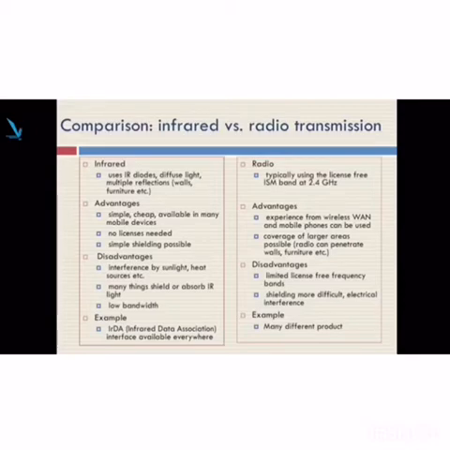The disadvantages of infrared are interference by sunlight and heat sources, many things shield or absorb IR light, and it has low bandwidth. Whereas the disadvantages of radio transmission are limited license-free frequency bands, shielding is more difficult, and there is electrical interference. An example of infrared is the Infrared Data Association, whose interface is available everywhere. Radio transmission is available in many different products and is in use already.